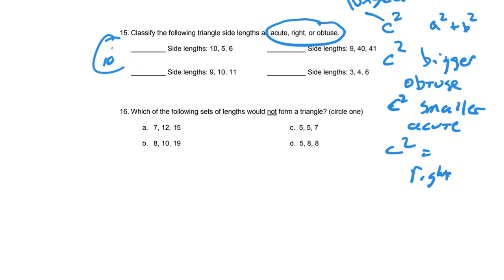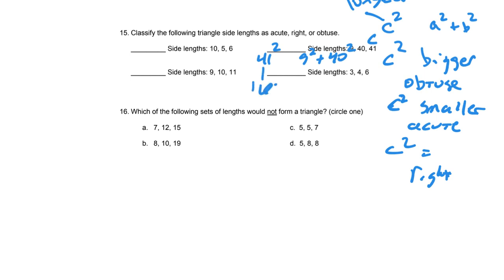All right. I'm going to start over because this is going to get just kind of all messed up and I don't want to get all jumbled up. So here we go. C is the 41. So I have 41 squared, and then I have 9 squared plus 40 squared, okay? 41 squared is 1681. And then 9 squared plus 40 squared is also 1681. So they're equal to each other, which means I have a right triangle. So this one is a right triangle.